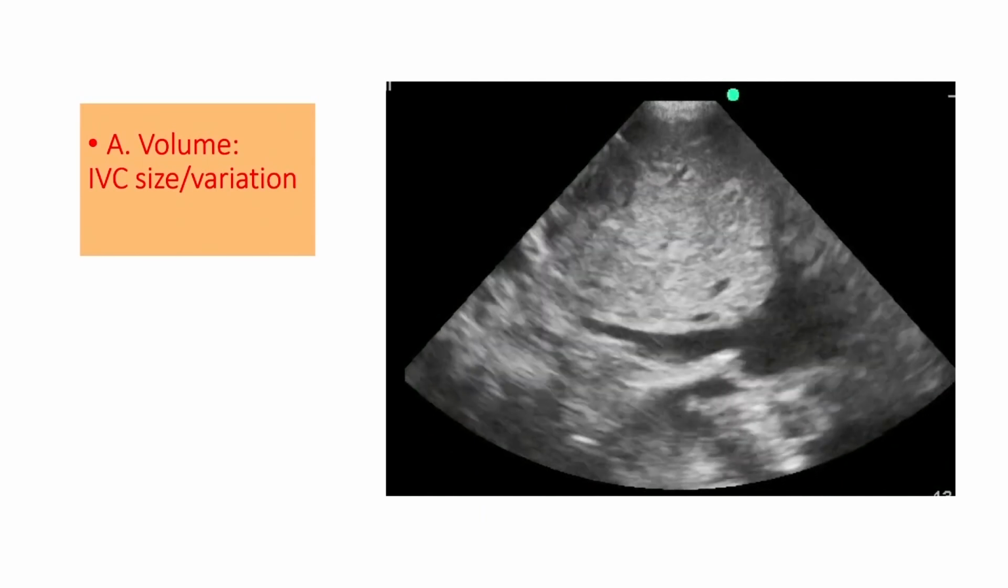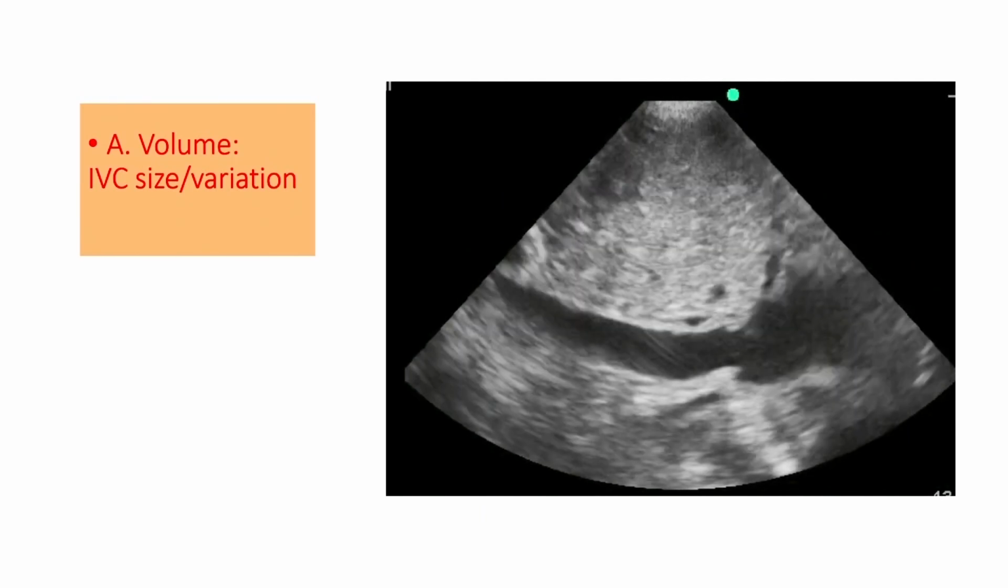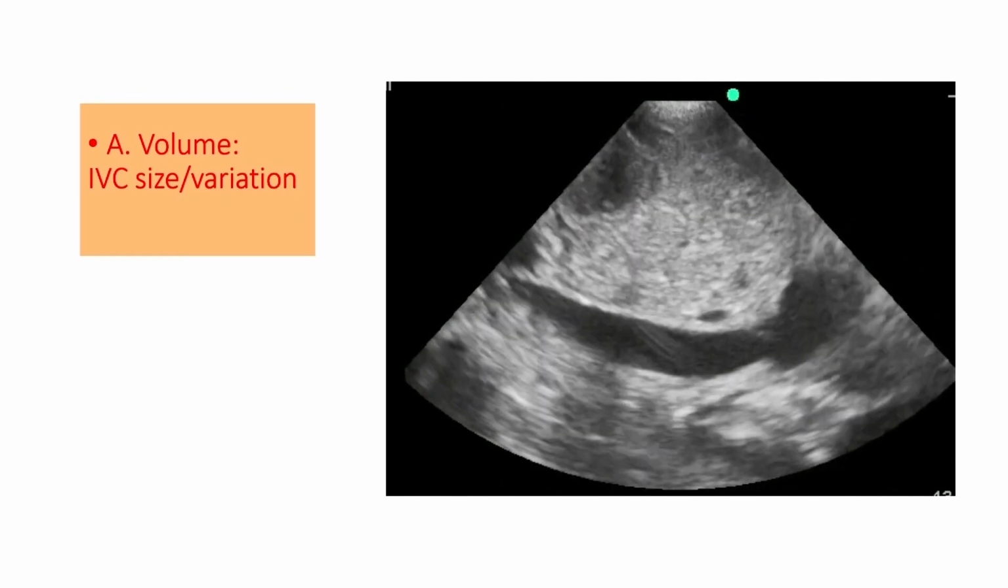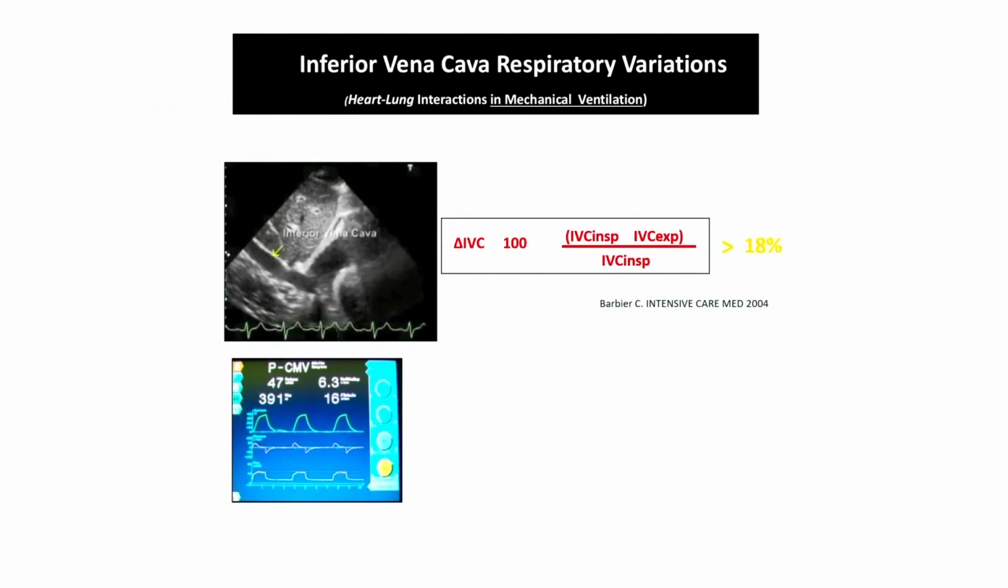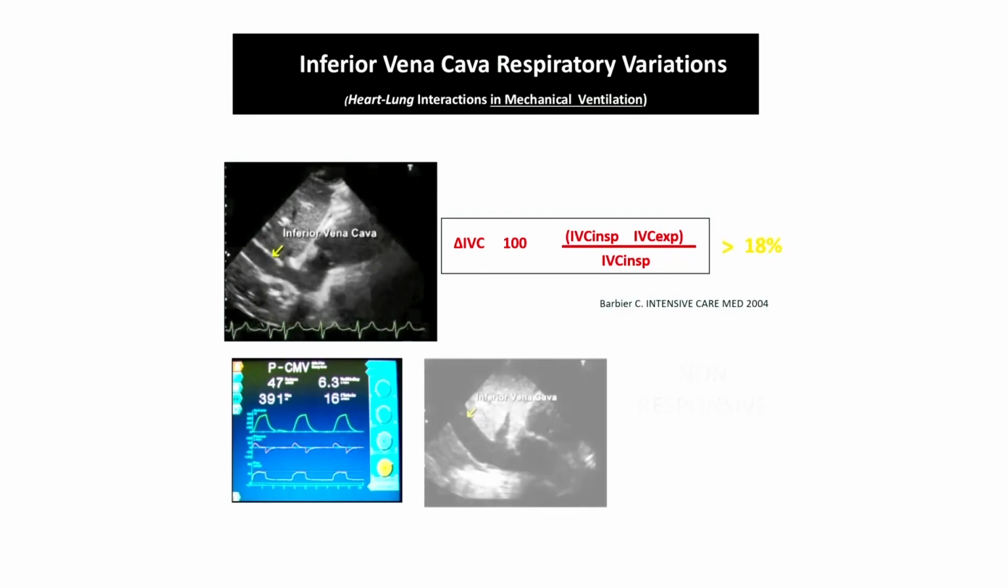So this is the IVC. We measure the IVC just beyond the attachment of the hepatic vein here at this level, and you can see the variation with respiration. Here you can see there is some amount of variability. Mind you, the IVC variability is actually validated only for mechanically ventilated patients with well-defined pressure swings, just like stroke volume variation, just like your pulse pressure variation, and all those dynamic indices. Even the IVC is also for mechanically ventilated patients. More than 18% distensibility is what is considered as significant.